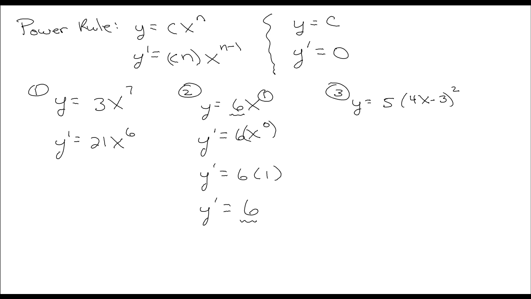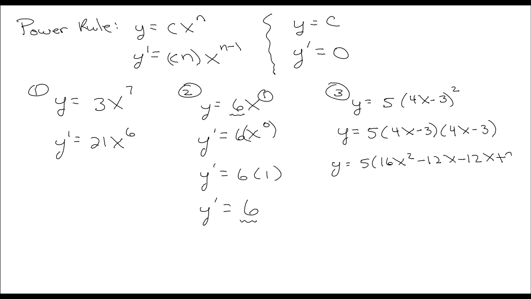Now number 3, it doesn't just say y equals 5x squared. There's something in here, so I'm going to need to expand this out. Before I start, there is something called the chain rule, which will allow me to get around what I'm about to do. But let's assume we haven't learned that yet. So to expand that out, I'm going to have to FOIL the 4x minus 3, which is going to get me 16x squared minus 12x minus 12x plus 9.